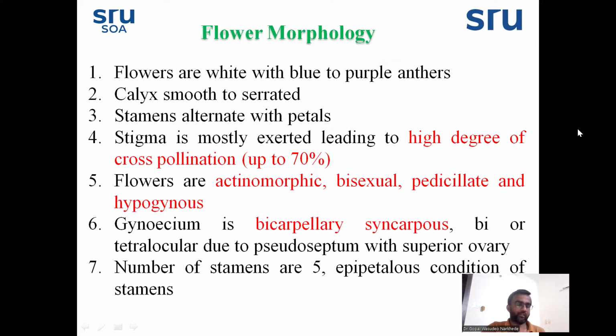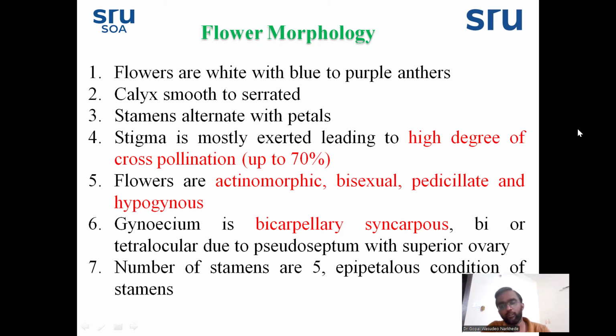Now we will move towards flower morphology. So in chili, the flowers are white with blue to purple color anthers. Calyx smooth to serrated. Stamens are alternate with the petals. So what is meant by petal? Petal is nothing but a single member of corolla. Then stigma is mostly exerted, leading to high degree of cross pollination.